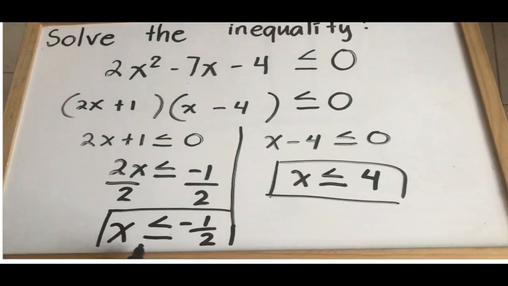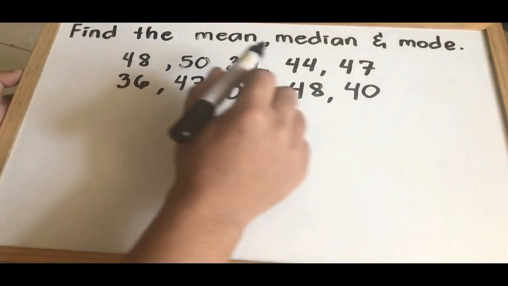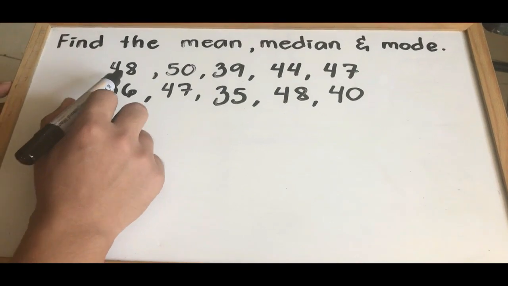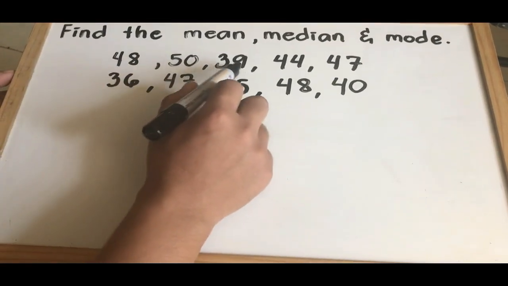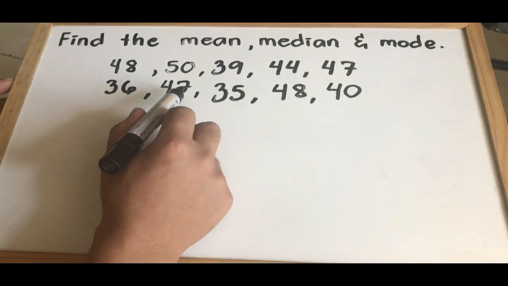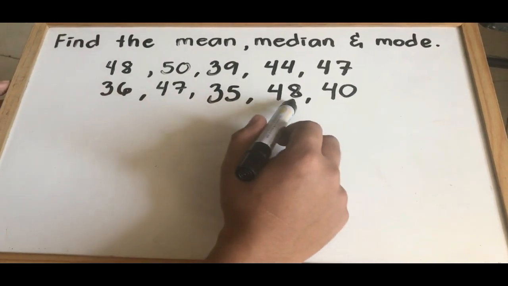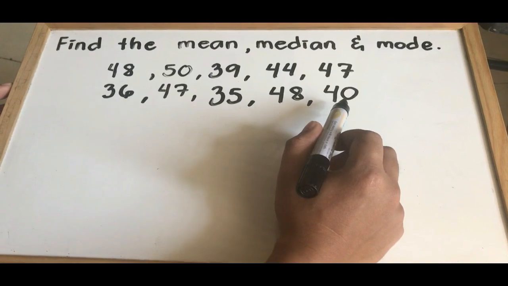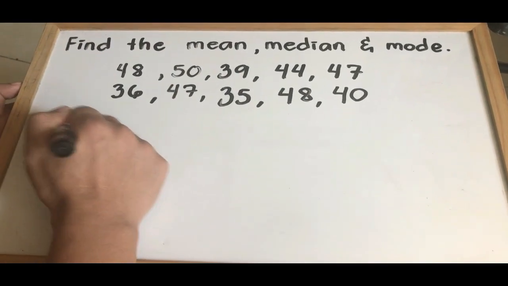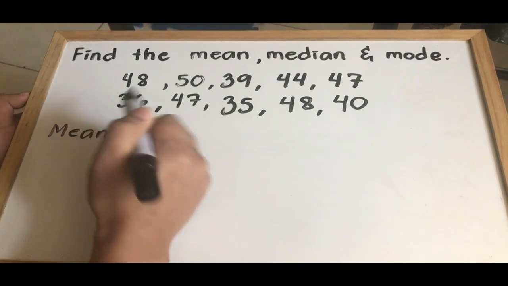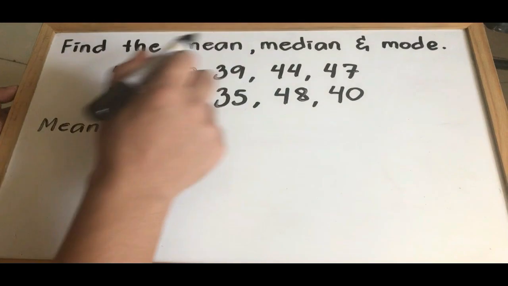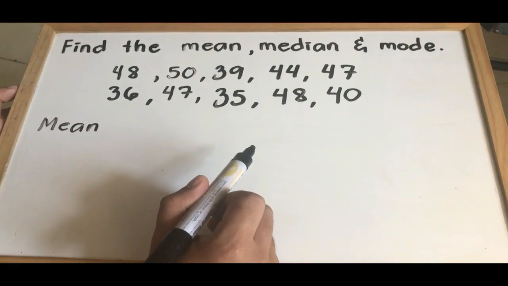The values of x. Find the mean, median, and mode. The data are the following: 48, 50, 39, 44, 47, 36, 47, 35, 48, and 40. Let us find the mean. Mean is also known as the average. So we need to get the sum, then divide by the number of data.